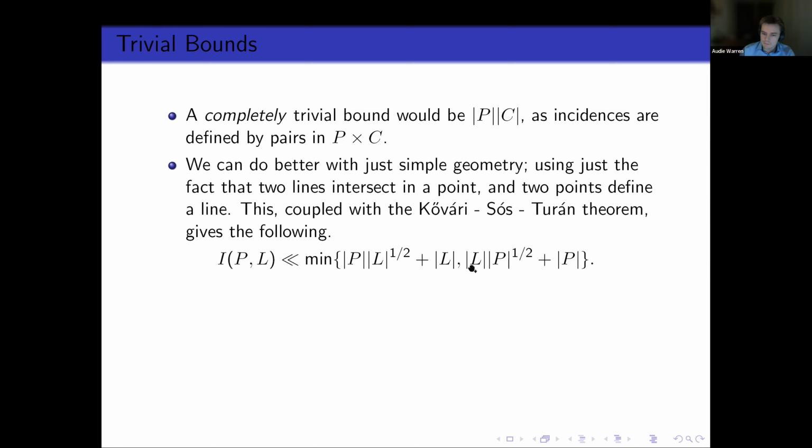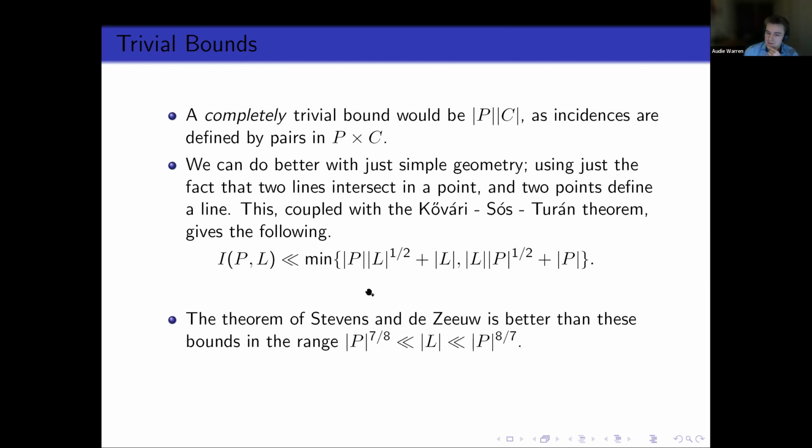So importantly here, in whichever one of these happens to be better, one of the two factors, P or L, comes to an exponent of 1. Okay, so either we have P L to the 1/2 or L P to the 1/2. So these are the sort of contextual trivial bounds that we want to beat.